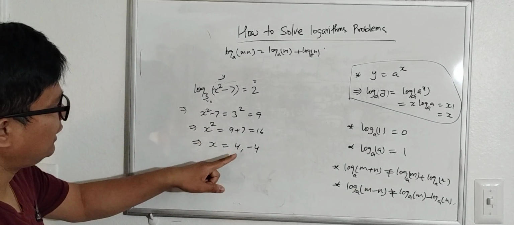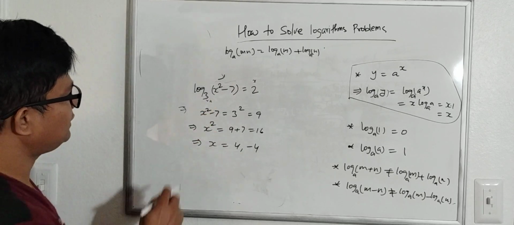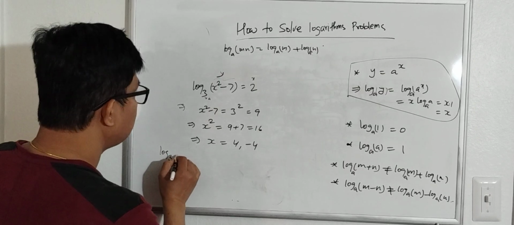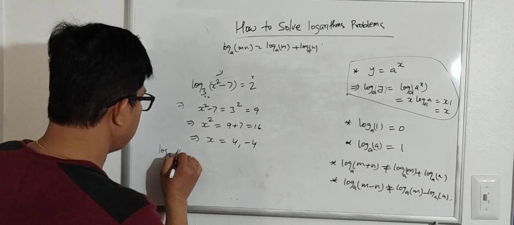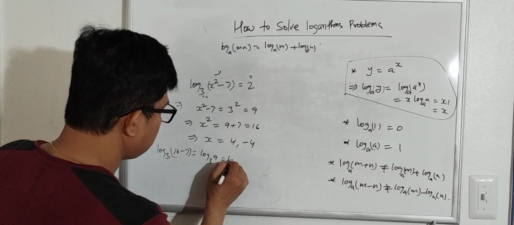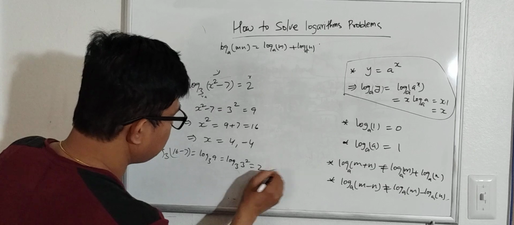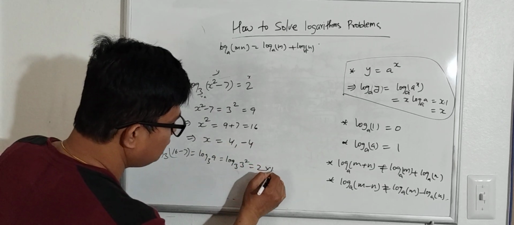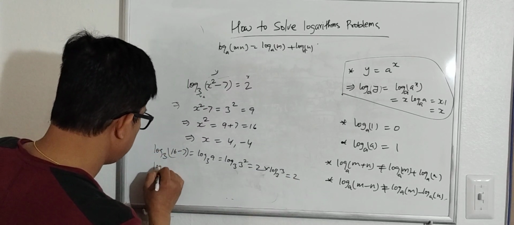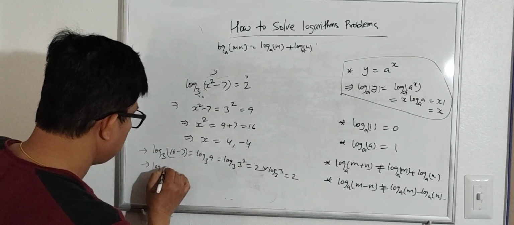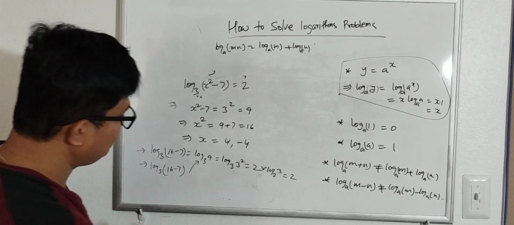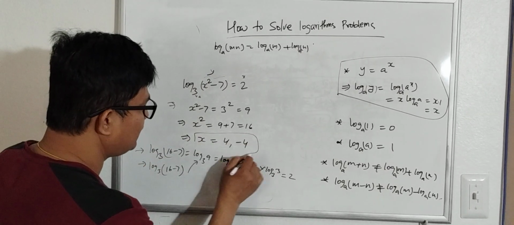Now see, can these two values satisfy it? Let's try it. When x is 4, log 3 of 4 square, 16 minus 7, which is log 3 of 9, which is log 3 of 3 square, and gives 2, because 2 times log 3 of 3, and log 3 of 3 is 1, so this is 2. If I put minus 4, square is again 16, minus 7, same thing. So both the answers are correct here.